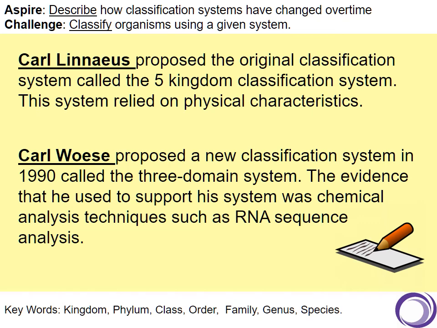So Carl Linnaeus proposed the original classification system called the Five Kingdom Classification System. This system relied on physical characteristics, and Karl Woese proposed a new classification system in 1990 called the Three-Domain System. The evidence that he used to support his system was chemical analysis techniques such as RNA sequence analysis. So there are your notes for this lesson. Well done. Some difficult terminology, but if you can remember the order of the kingdoms and the differences between the two systems, there's not actually that much else they can ask you in the exam.